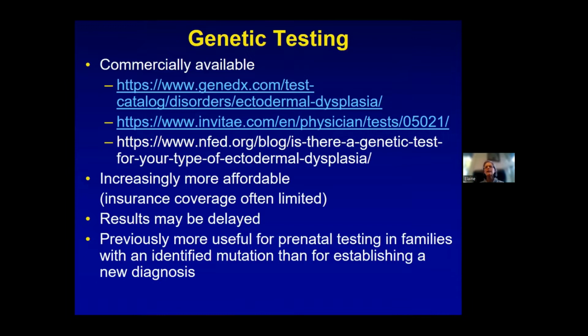It used to be much more of a challenge to make this diagnosis, but genetic testing is now widely available commercially and is much more affordable than it used to be. My favorite place is probably in Fete, but there are other places that you can get genetic testing, and the NFED has a repository for that kind of information. The genetic testing results can be delayed, although they're getting faster and faster all the time. And previously, prenatal testing was only available for families who had an identifiable mutation, but now you really can get genetic testing pretty easily. So, establishing the diagnosis is not nearly as hard as it used to be.